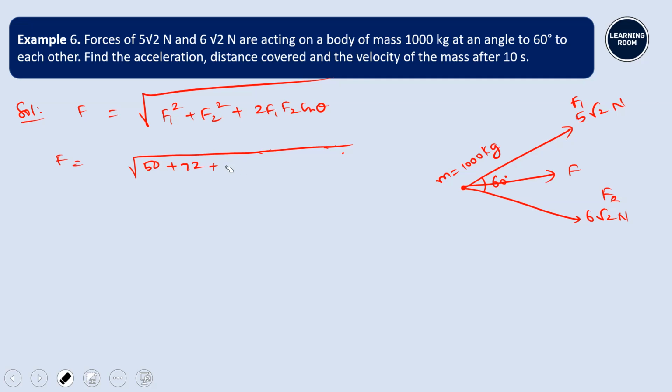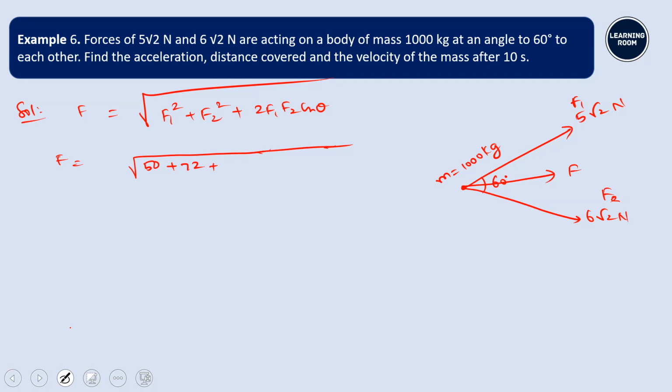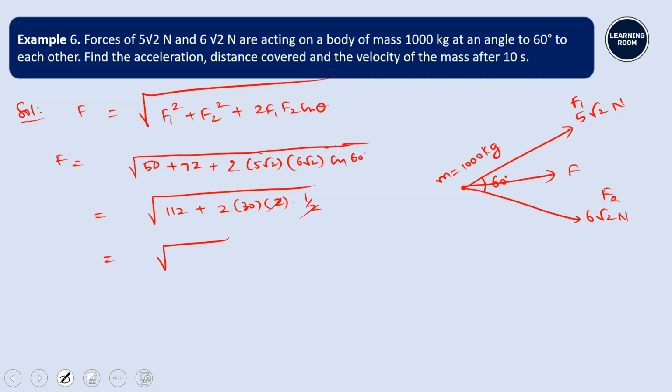Correction. So root of F1 square plus F2 square plus 2 into F1, which is 5 root 2, F2 is 6 root 2, into cos of 60 degrees. Right? This is going to be root of 122 plus 2 into 5 into 6 is 30 root 2 into root 2, into cos 60, which is half, and the half will get cancelled. This will be root of 112 plus 60, or it is root of 172.